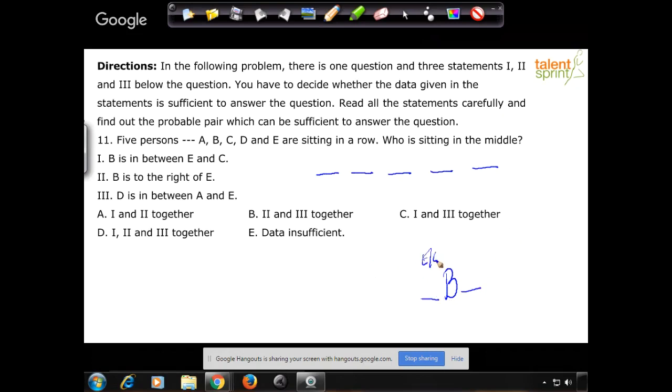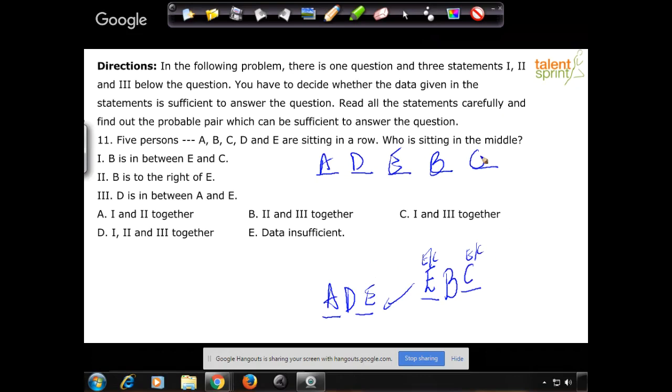Now, E and C can both be at either places. But then they tell us B is to the right of E, which means E comes here, boys and girls, and C comes here. Then they tell us D is between A and E. So E is already here and there is A. So we have easily found what the correct alignment is: A, D, E, B, C.